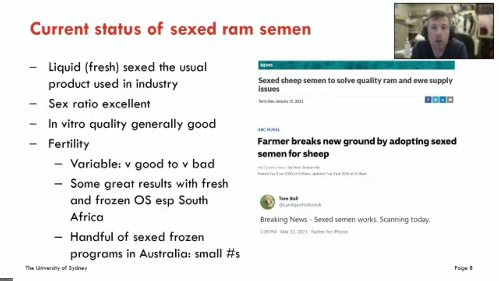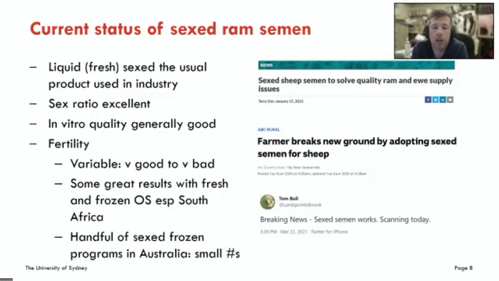Now, if you're curious about how well it works, it works very well in terms of its sex ratio. So you should get 90% plus of the sex that you desire. And the in vitro quality of the sperm is generally pretty good. It looks quite good when it gets to the property. As to the fertility, it has been a little bit variable.